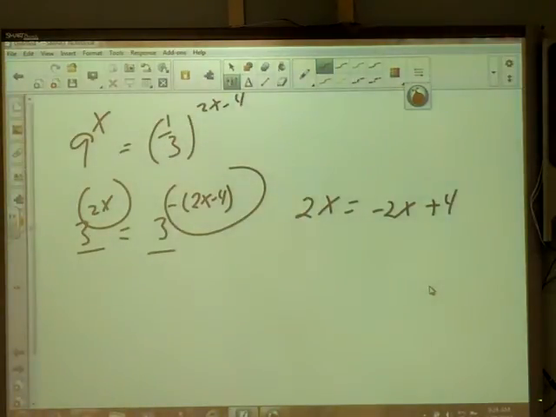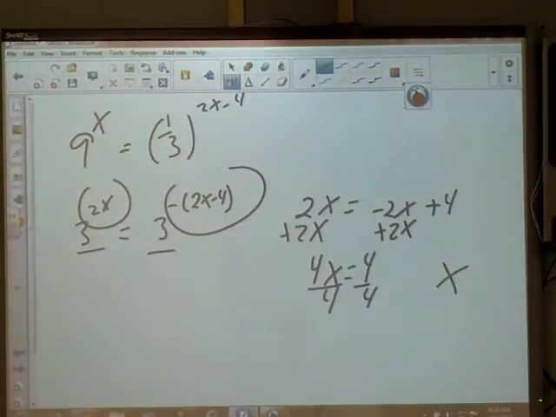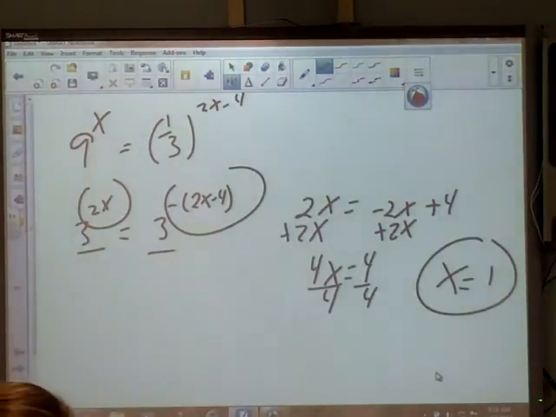A lot of people looked at this and said your x's are going to cancel out. No, no, no, no. To move this negative 2x over, I would add 2x. So that gets me 4x equals 4. Divide by 4. X is 1.